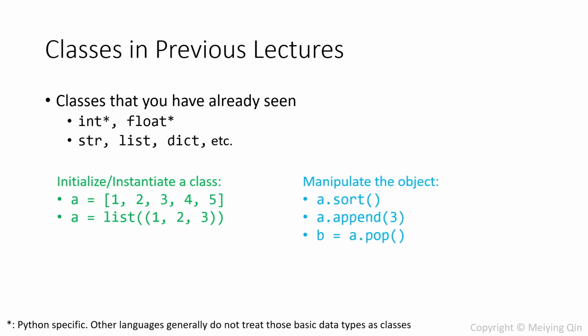And then you can also manipulate that object. For example, here we define the object A from the class list, and then we can sort, we can append. So we can basically use all the methods that are defined in the class list. These are predefined by Python. Today we want to learn how we can define our own classes, for example, if what we want to do doesn't fit into the current classes like list, and we want to define our own classes.